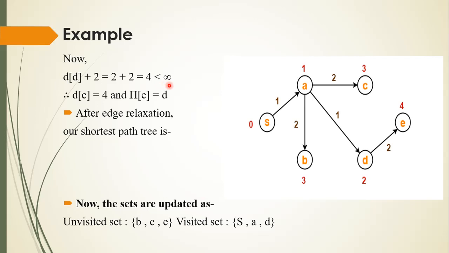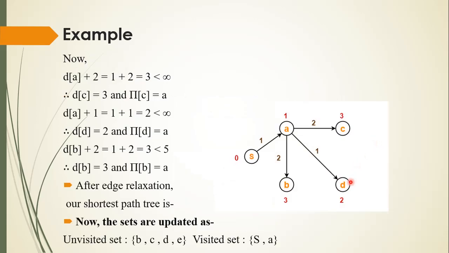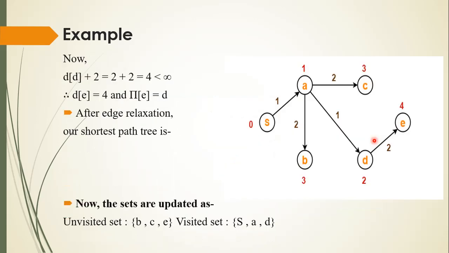After edge relaxation, our shortest path tree would be like this. In this diagram we add E over here, and the distance is 4. Now our visited vertices are S, A and D. Unvisited vertices are B, C and E.